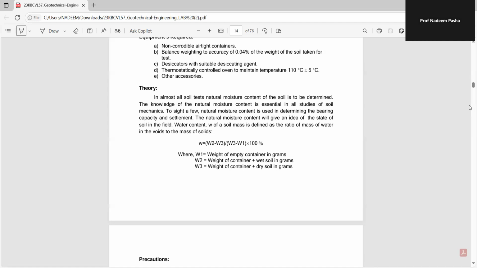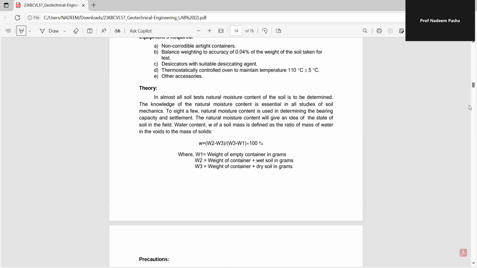Now theory. In almost all soil tests, the natural moisture content of the soil is determined. The knowledge of the natural moisture content is essential in all the studies of soil mechanics. To cite a few, natural moisture content is used in determining the bearing capacity and settlement. So what is the need of determining the water content of soil? Because in almost all cases, it is essential to determine the water content to determine the bearing capacity and settlement. The natural moisture content will give an idea of the state of the soil in the field. So why is this test conducted? It will give an idea to a structural engineer how the soil is, how much load it can bear.